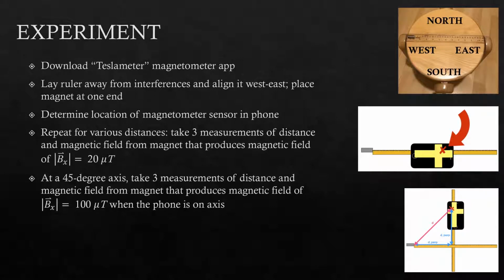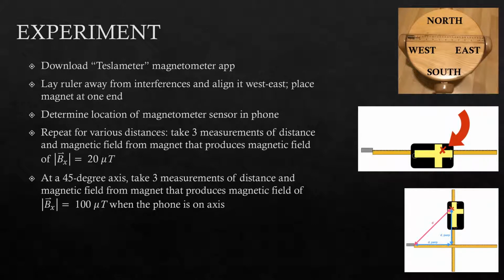So I first downloaded the Tesla meter magnetometer app onto my iPhone and determined where north was so I could lay the ruler down away from interferences and align it east to west. Then I placed the magnet at one end as seen here. Then I determined the location of the magnetometer sensor in my iPhone. And then next I took 3 measurements of distance and magnetic field from the magnet that produces the magnetic field of 20 microteslas in the x component. And then I repeated this for various distances.